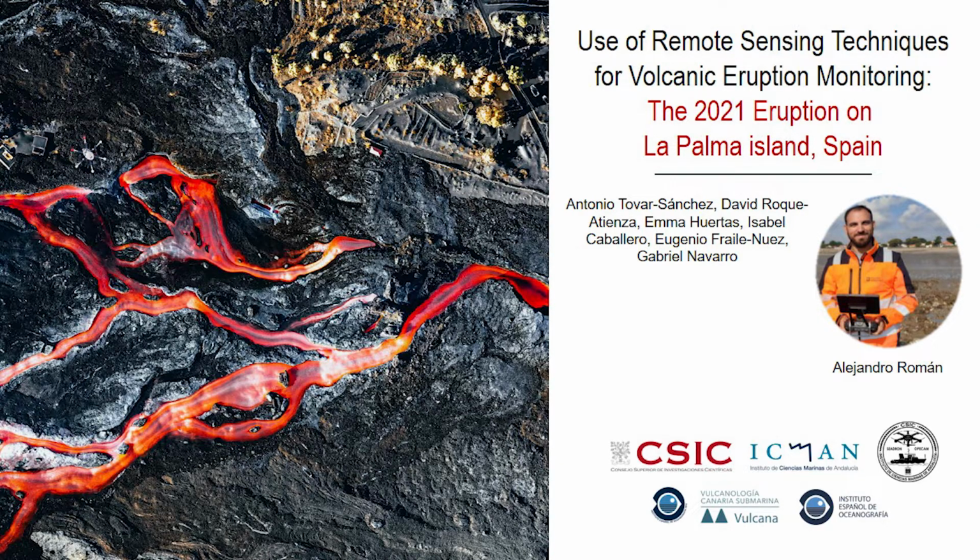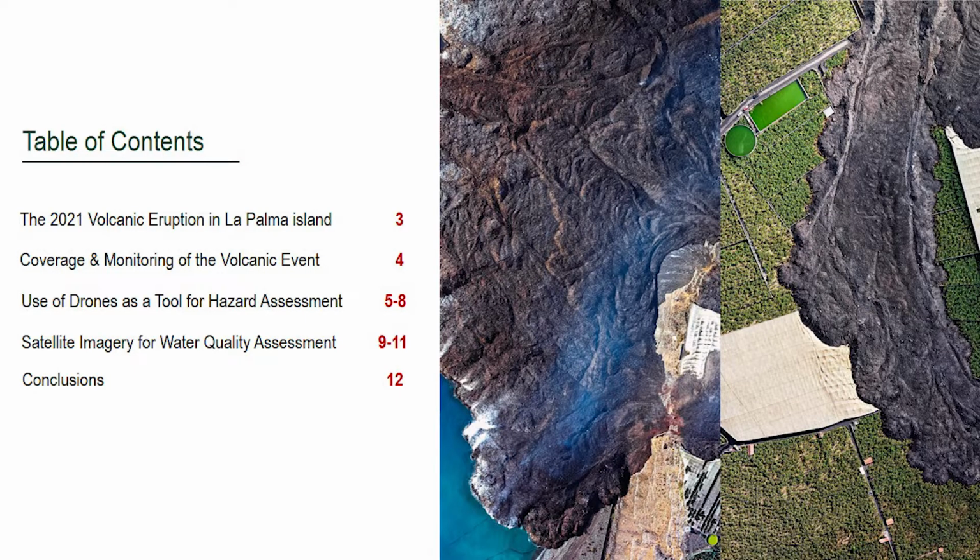So I would like to present the results that we obtained from the use of drones and satellite remote sensing during the volcanic eruption that, as you know, took place in 2021 on La Palma Island, specifically in terms of risk assessment and also showing the impacts of the lava flow on both the terrestrial and the marine environment.